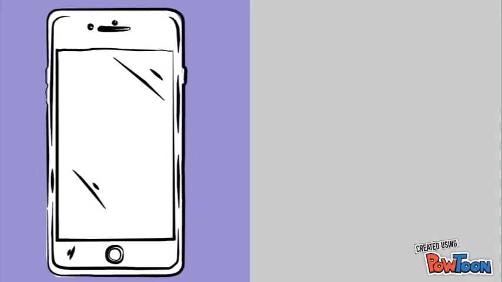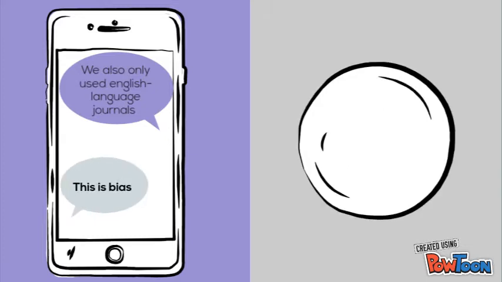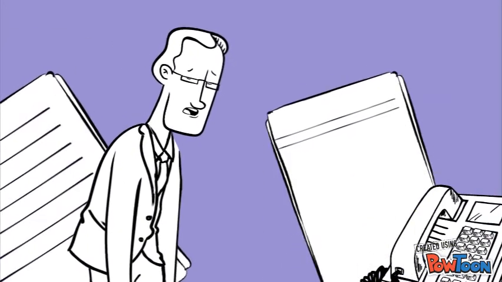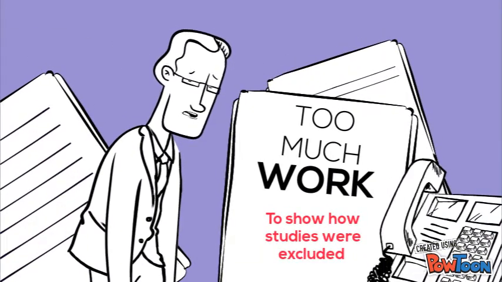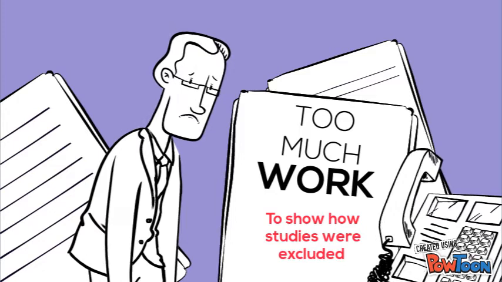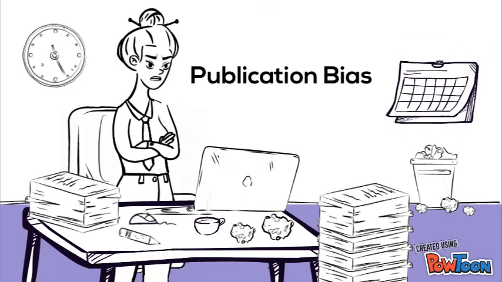Firstly, the authors limited their search to English language journals only. This type of limitation evokes a cultural bias whose relevance should be discussed. Secondly, with no description of why studies were excluded from the review, the reader is unaware of whether the studies were excluded due to negative findings. Such a limitation leads to a publication bias, which prevents a complete assessment of the research question from taking place.